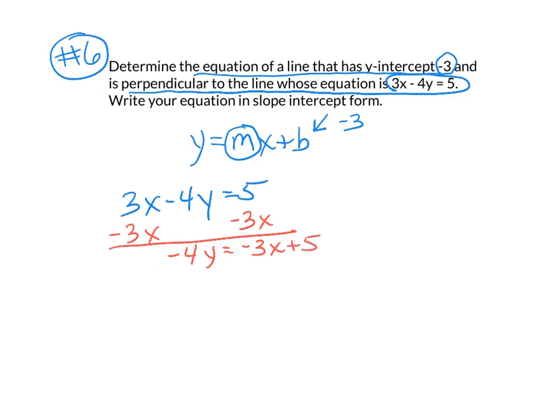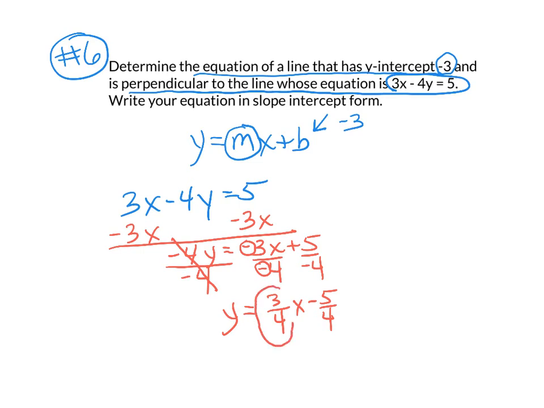I need to just solve it for y. So I'm going to have to divide both sides by negative 4, which means I'm going to divide everything by negative 4. When I do that, the negative 4 and the negative 4 cancel out. I'm left with y equals, and remember this is a negative divided by negative, which means it's a positive. So it's 3/4 x minus 5/4. It says determine the equation of a line that's perpendicular to this line. So this particular line has a slope of 3/4.